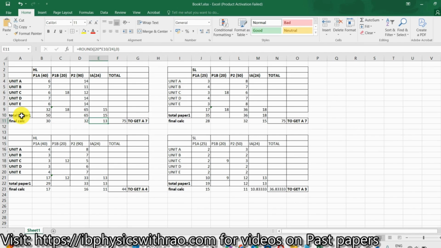So I made an Excel sheet, which shows HL separately, SL separately, and so on. This column tells you about units A, B, C, D, E, which are the 5 units here. This is for paper 1A, which is for 40 marks, then paper 1B for 20 marks, then paper 2 for 90 marks, and IA 24, and finally I am going to calculate the total.